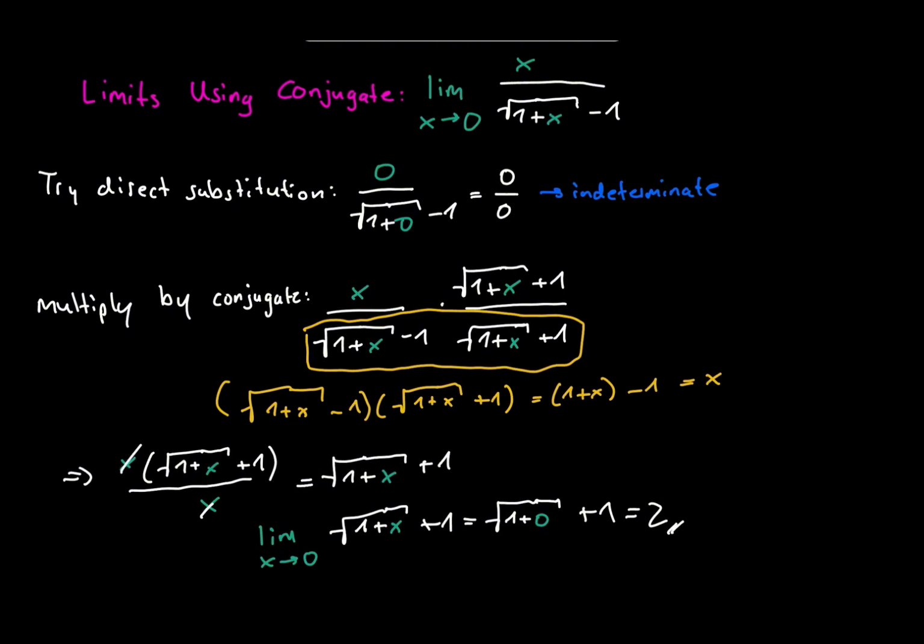Quick takeaway. If the square root is in the denominator, multiply by the conjugate of the denominator to simplify.